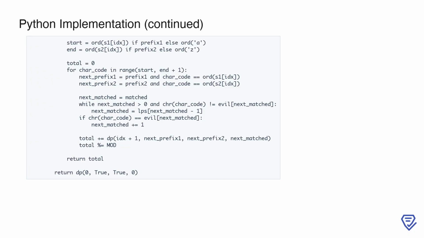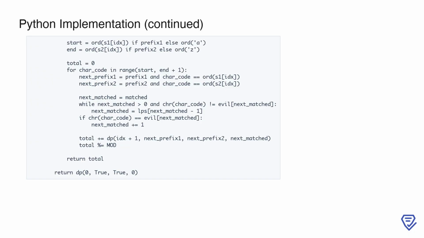Next, we compute the next_matched value to determine how much of the evil substring matches if we include the current character. Using the LPS array, we efficiently backtrack to the longest valid prefix match when there's a mismatch. If the character aligns with the next character in the evil substring, we increment next_matched. Finally, we recursively call the DP function to process the next index with the updated constraints and matching status. The result is accumulated into total, and we ensure it stays within the mod limit to prevent overflow. After iterating through all possible characters, we return the total count of good strings for this state.